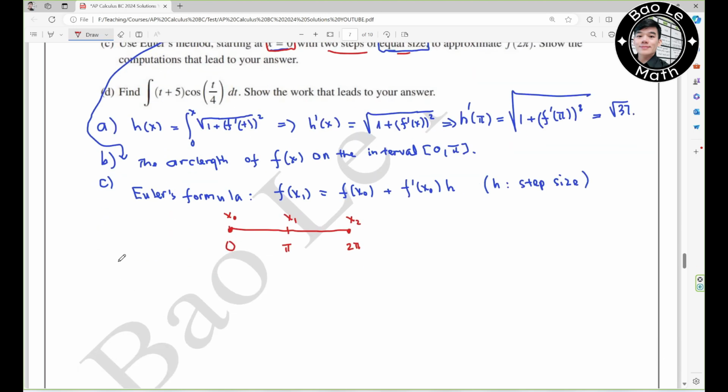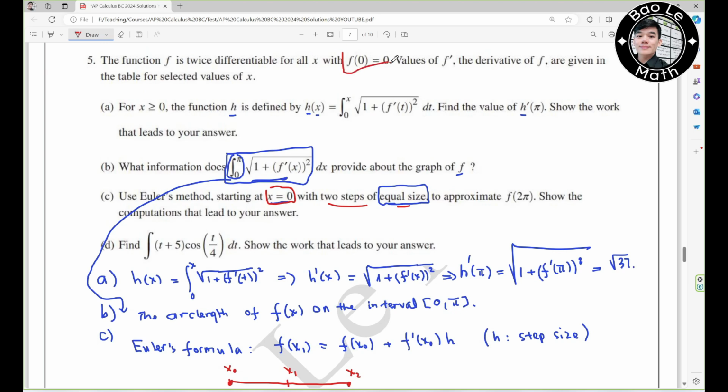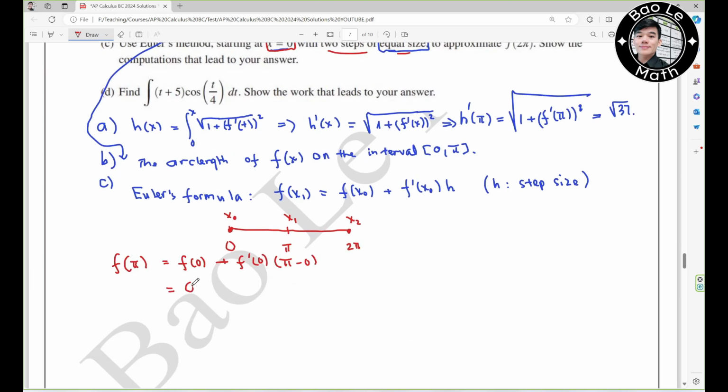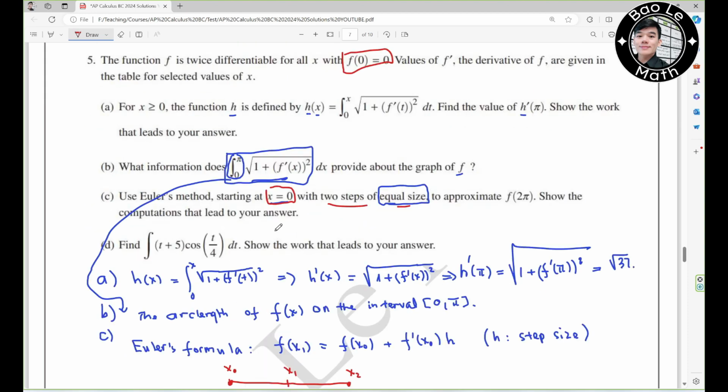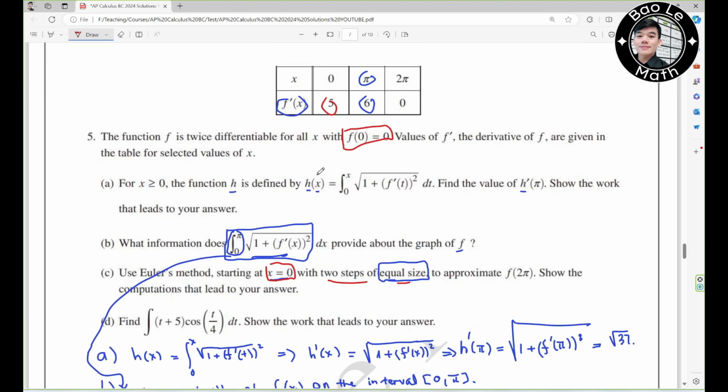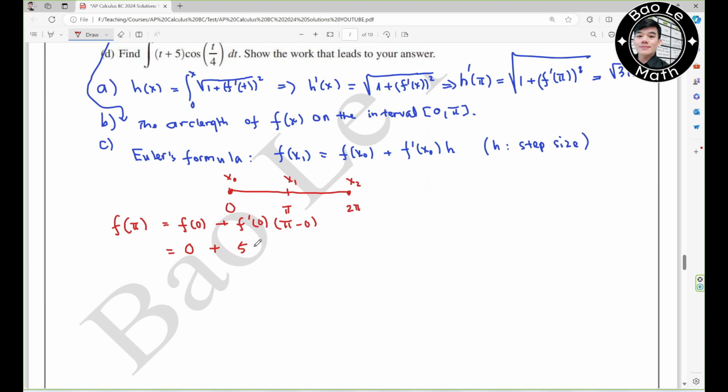So we have f of pi equals f of 0 plus f prime of 0 times pi minus 0. Substitute f of 0, which is right here, equals 0. So 0 plus f prime of 0, and f prime of 0 is going to be 5. So we have 5 times pi minus 0, which is pi. So it could be 5 pi.